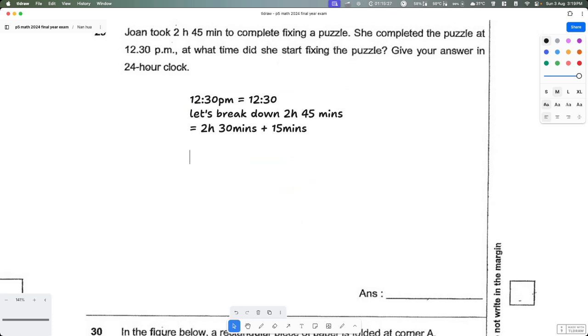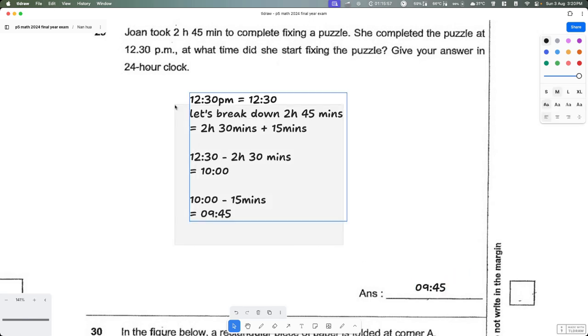Right, so from here, 1230 minus 2 hours 30 minutes, okay, is equal to just 10:00, right? 10:00 minus 15 minutes, and this will become 9:45. Okay, 0945. So that's the answer lah, 0945 in this case over here, right?